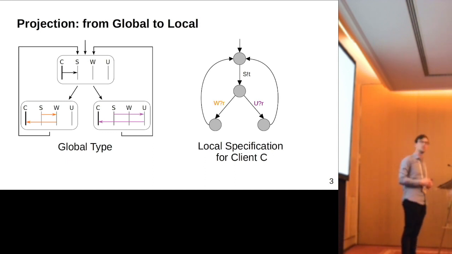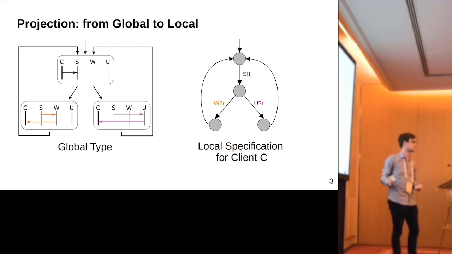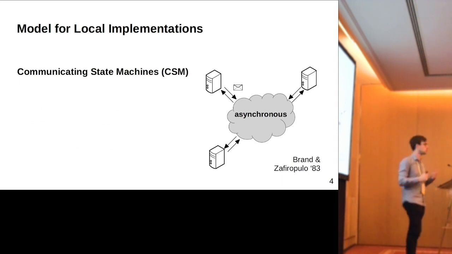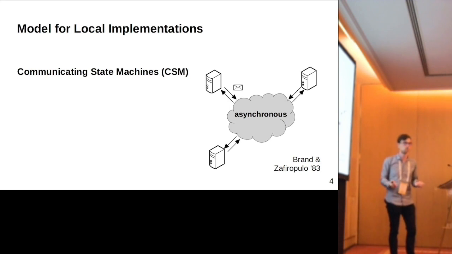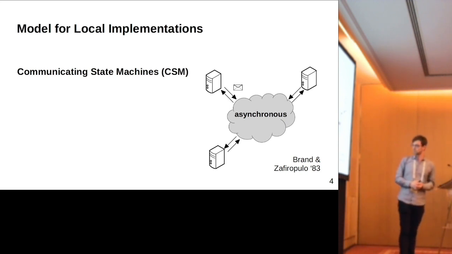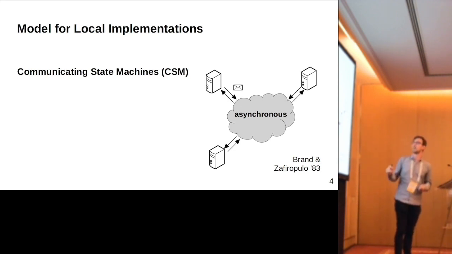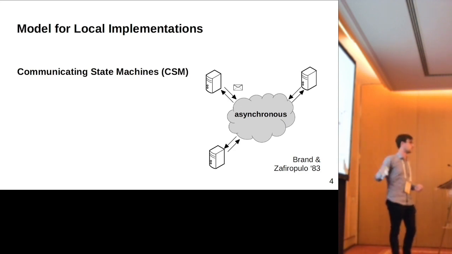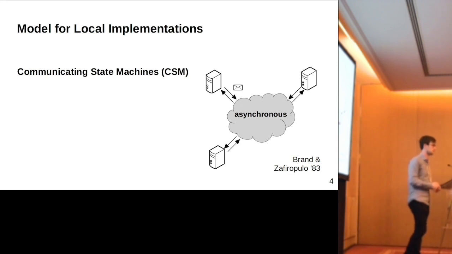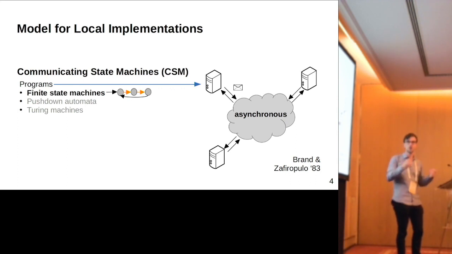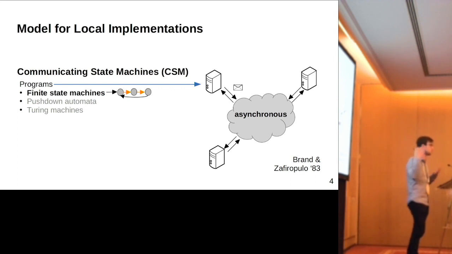So let me be a bit more specific about the model for our local specifications or local implementations. As Marco pointed out, we actually do not use local types, but we use communicating state machines, which are a standard model for distributed computing, introduced by Brand and Zafiropulo 40 years back. And we do so with channels, so we are in an asynchronous message passing setting. To be precise, the programs or the specifications are finite state machines rather than push-down automata or even Turing machines.